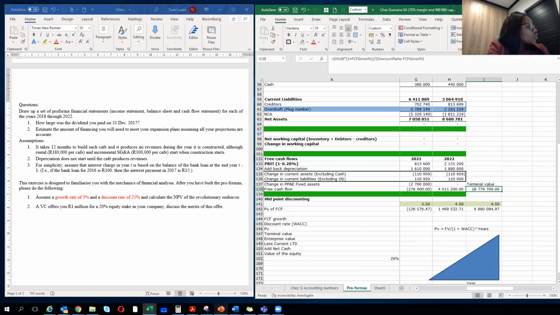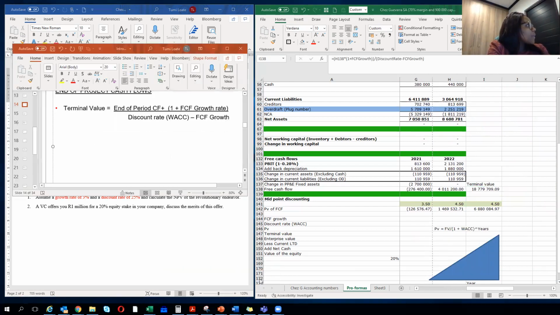All you have to do with the terminal value is jot down this formula and be aware of it. It's your end-of-period cash flow, so it's always just before the end of your cash flow. What is the last cash flow you ended at, which was the 4 million? You grow that at 1 plus the free cash flow growth rate, and then you divide by the discount rate less the free cash flow growth rate. You use this exact formula to calculate the terminal value.